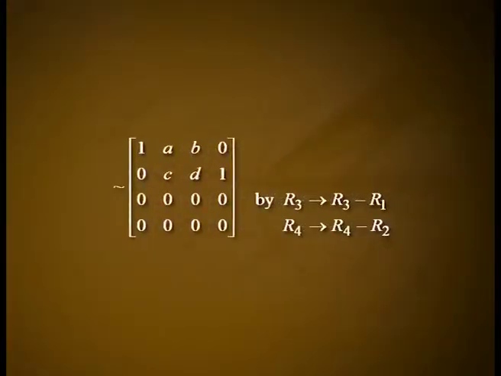Example 10. Determine the rank of the following matrix by reducing to echelon form. Matrix [1 A B 0; 0 C D 1; 1 A B 0; 0 C D 1]. Solution. A is equal to the matrix [1 A B 0; 0 C D 1; 1 A B 0; 0 C D 1], which is equivalent to [1 A B 0; 0 C D 1; 0 0 0 0; 0 0 0 0] by R3 changes to R3 minus R1, R4 changes to R4 minus R2.